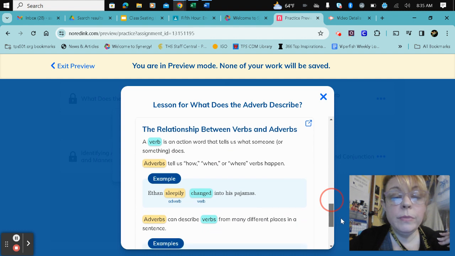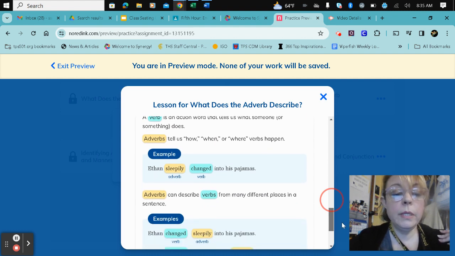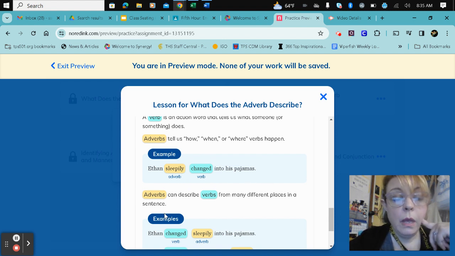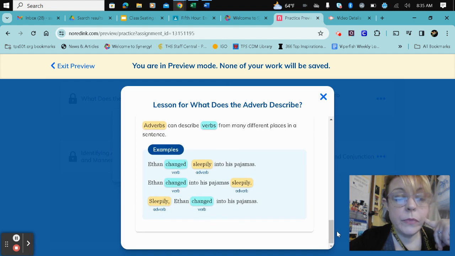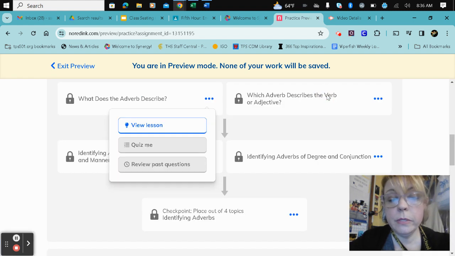The relationship between verbs and adverbs again. So adverbs tell us how, when, and where verbs happen. Ethan sleepily changed into his pajamas. So that's how he changed into his pajamas. Adverbs can describe verbs from many different places in a sentence. So Ethan changed sleepily into his pajamas. Ethan changed to his pajamas sleepily, and sleepily Ethan changed to his pajamas. So that's an example of how you can put adverbs almost anywhere in the sentence.